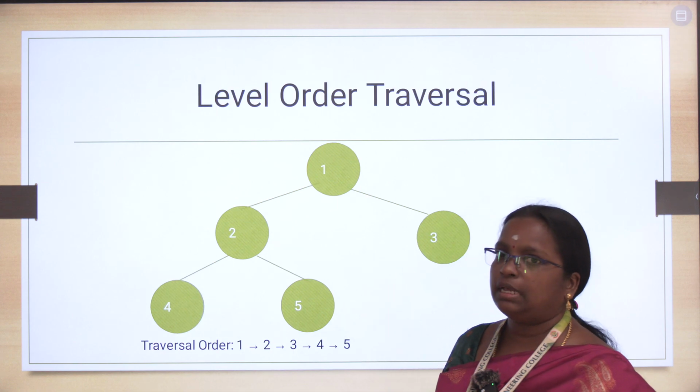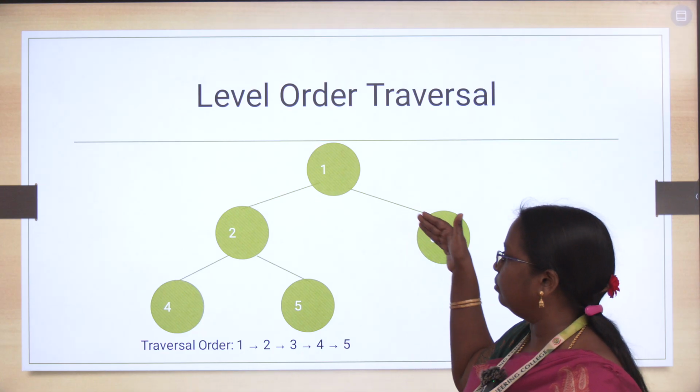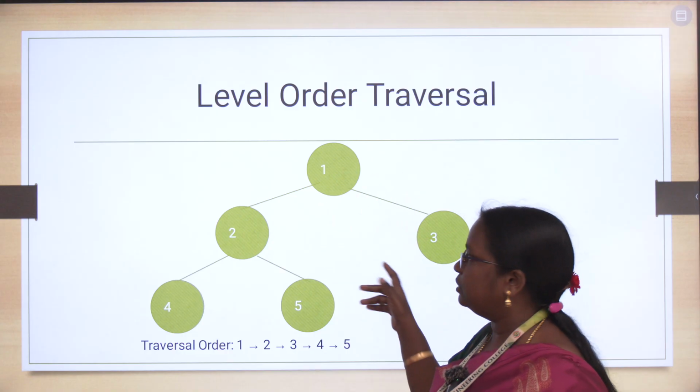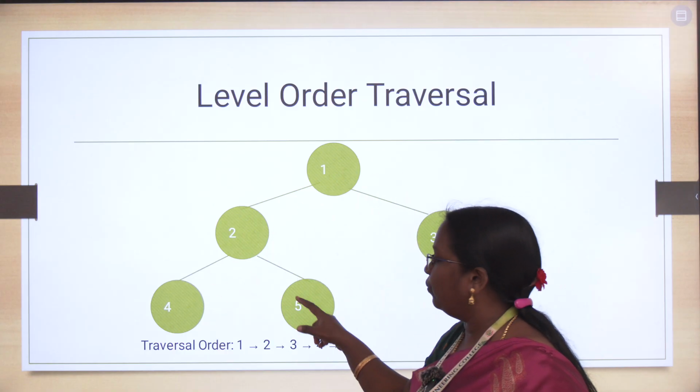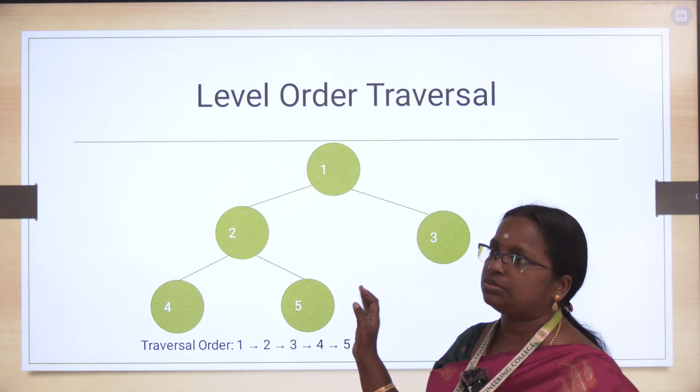So this last one is the level order traverse. So we have some directions, that is, you have to follow first the root, left side and right side. So 1, 2, 3, 4, 5. So left and right, and you have to write it. This is a level order. It is a normal traverse.